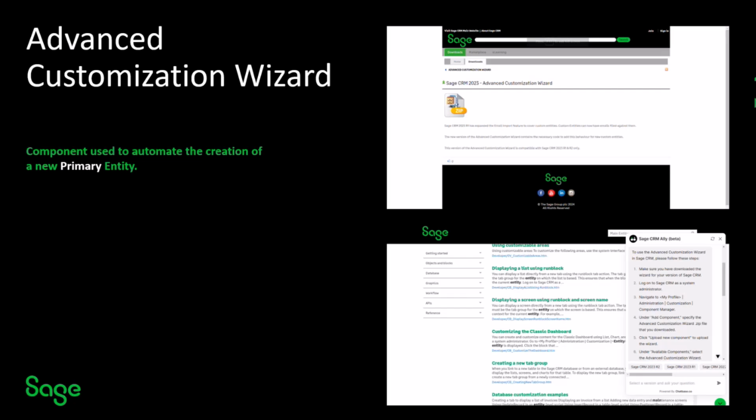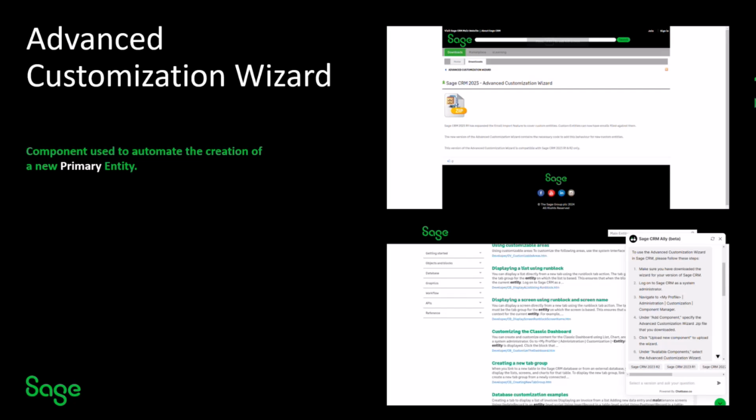So the advanced customization wizard is something that you can find inside the community. This is community.sage.com. It's a downloadable download, but actually the community hub.sage.com will have articles that point to the advanced customization wizard.